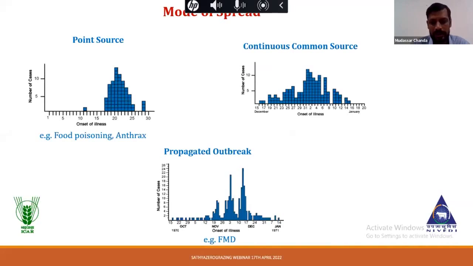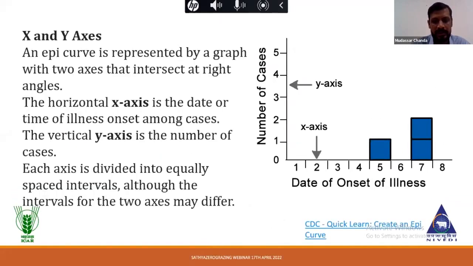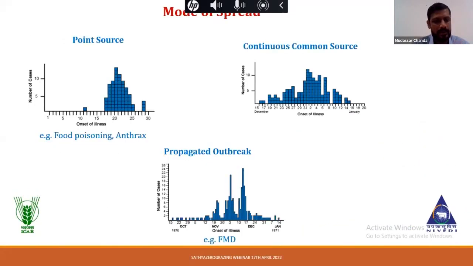And if you plot in the manner I just explained, based on day-wise collection of the data, then you can know whether it's a point source epidemic, a continuous common source epidemic, or a propagated one. When you say continuous common source, it means the source of infection is always there. It has not been removed. That's the reason it's continuously happening there.